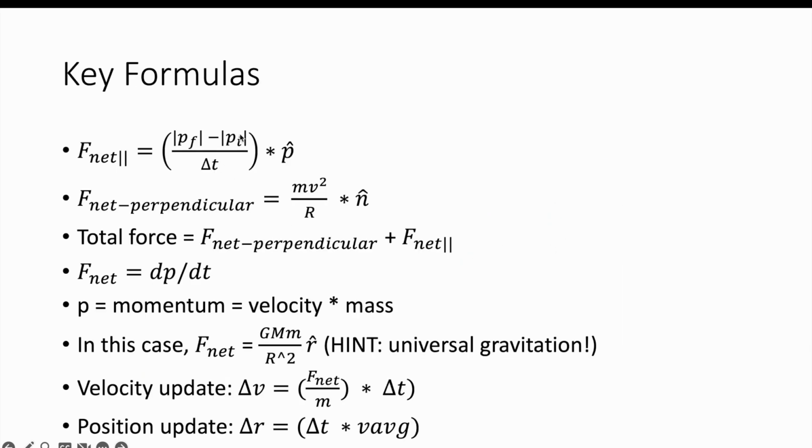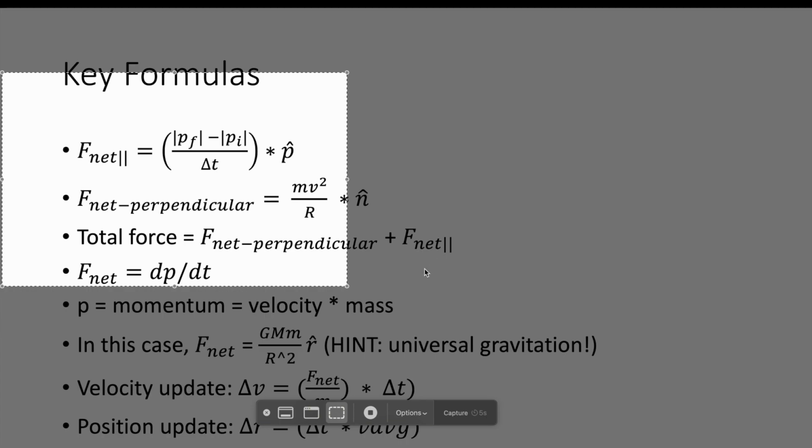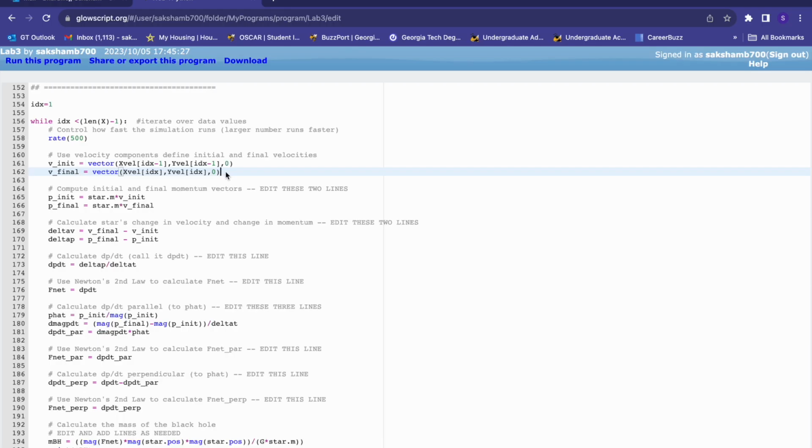Here are some key formulas: Fnet parallel and Fnet perpendicular. The key thing to know here is that the total force is Fnet perpendicular plus Fnet parallel, and it's also equal to the change in momentum over change in time, which is the same thing as dp/dt. Since everything's in space, the only force acting on these objects is gravity, so that's why it is a net force.